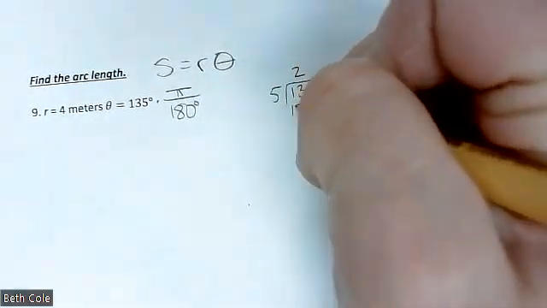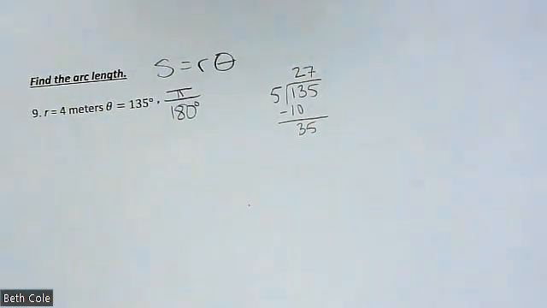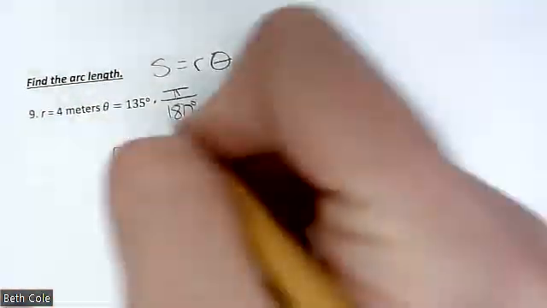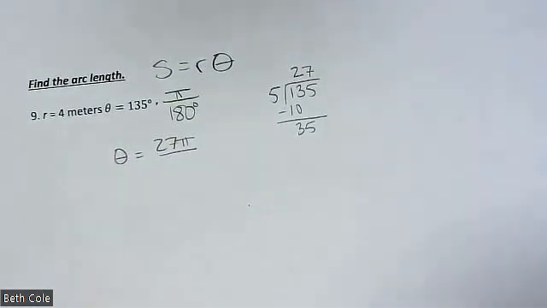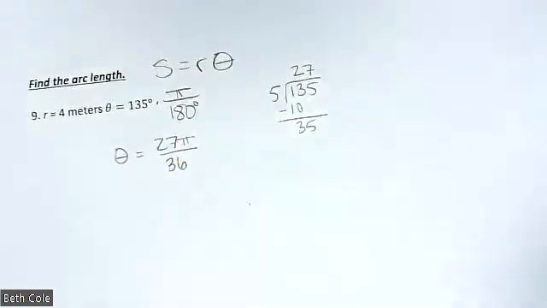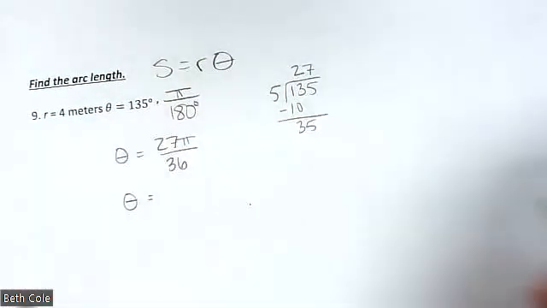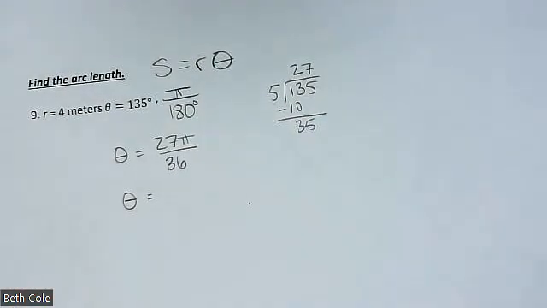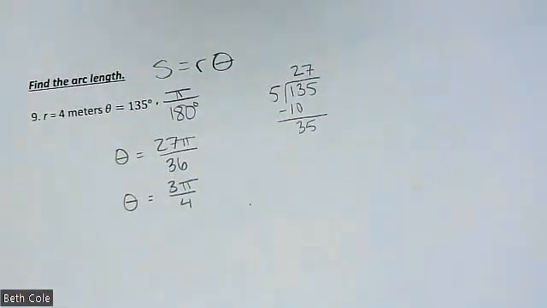So 5 times 2 is 10. 5 times 7 is 35. I just worked that off to the side. So your angle is 27 pi over what? Good. You're going to do that one a lot. Just remember that one, so you don't have to work that out every time. And then that's actually going to reduce to what, a little bit, divide by 9, right? So 3 pi over 4.